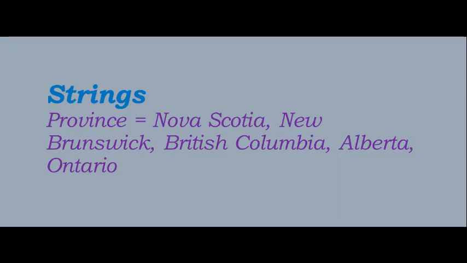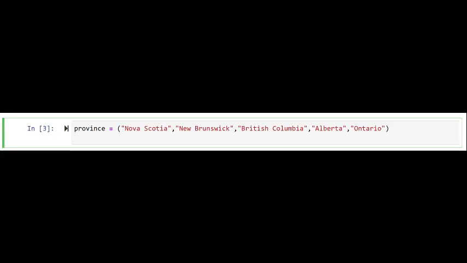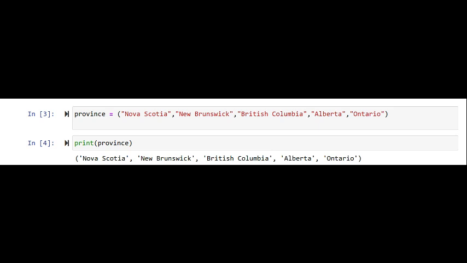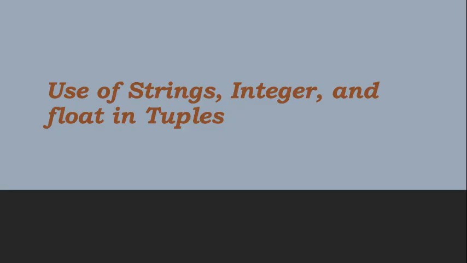In example 1, I demonstrate the creation of a tuple with strings. Within this example, I have used the names of some Canadian provinces to form a tuple containing strings. When the code is executed, it will display the data type of the tuple. As you print province, you can see that the province's name has been identified.